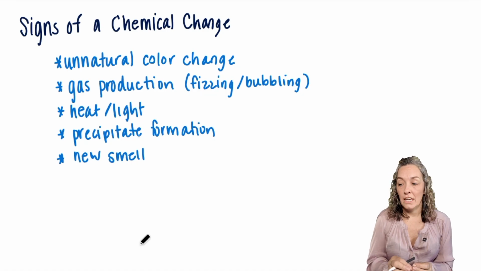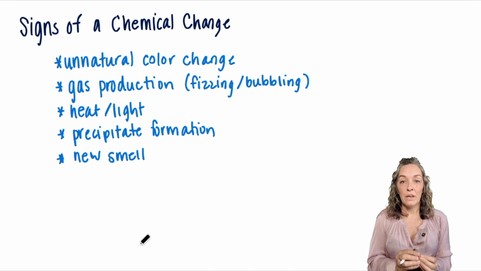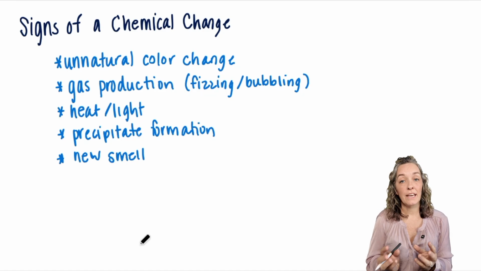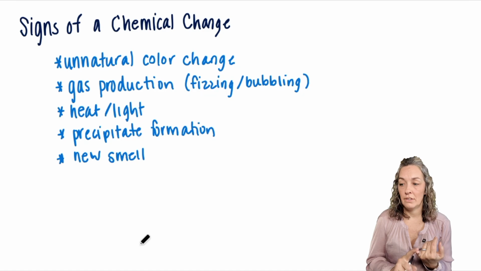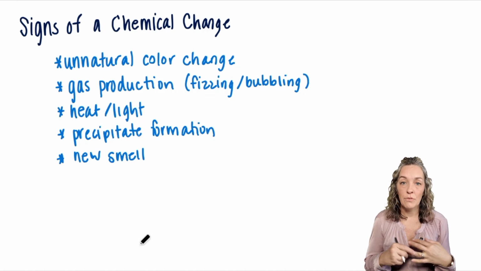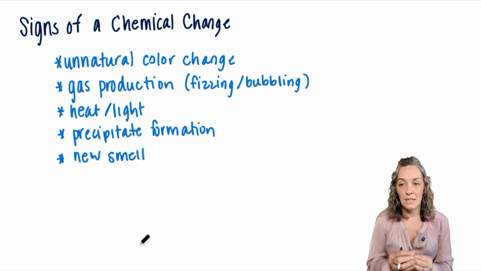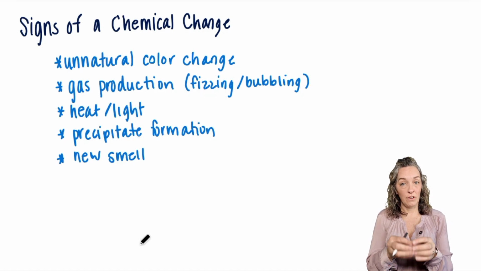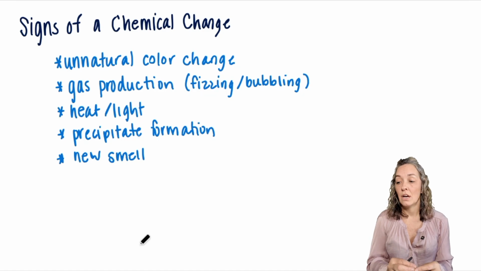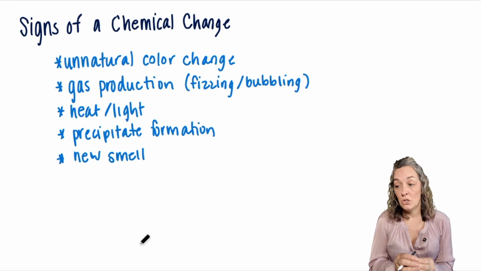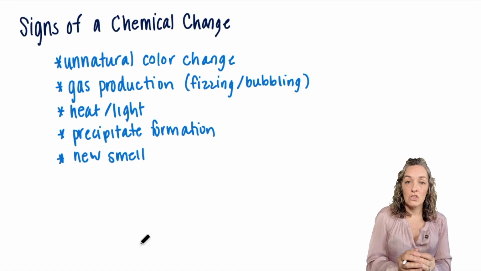Another sign of a chemical change is gas production. So if we see something fizzing or bubbling, we know that gas is being produced and given off. That gas was not there before, therefore we have made something new. So gas production is a great sign of a chemical change. The release of heat or light. For example, if I burn a piece of paper, the heat and light given off indicate that I am making something new. Precipitate formation. Precipitate is just a solid that falls out of solution when you mix two liquids together. So if you see that new solid fall out of solution, that would indicate that you have made something new, which is a sign of a chemical change.